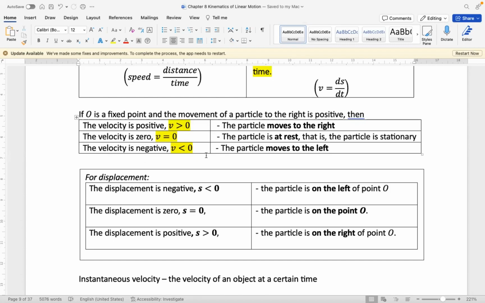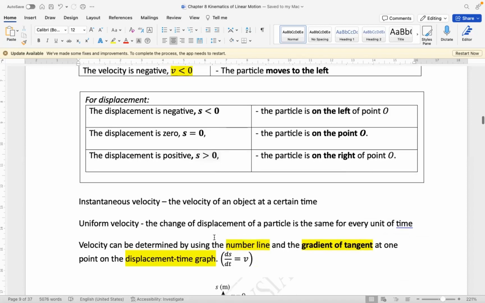Okay, so let's do a quick revision. Previously, we learned about displacement. They are different. When we talk about displacement, when the particle is on the left, s less than 0. Moves to the left, v less than 0. On the right, s greater than 0. Moves to the right, v greater than 0. On point O, s equals 0. Stops, v equals 0. Okay, I hope no problem.